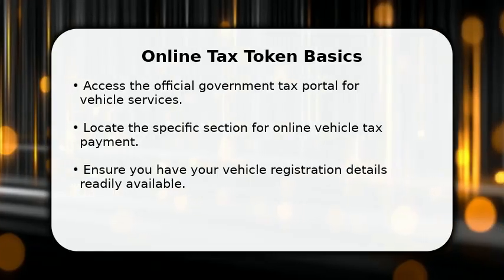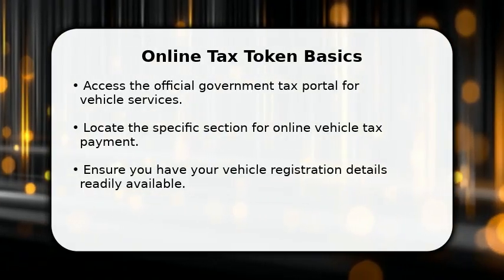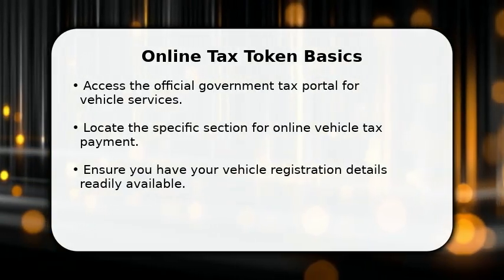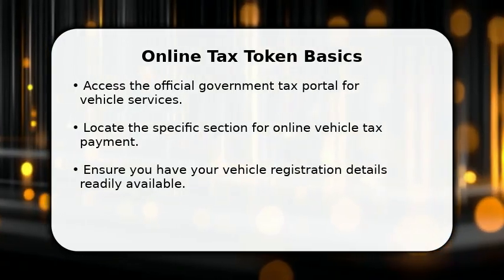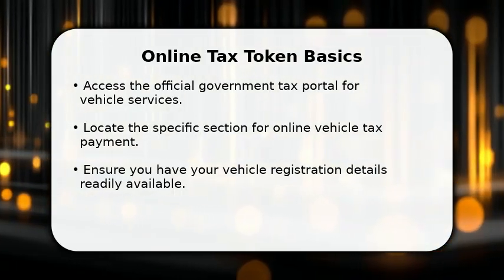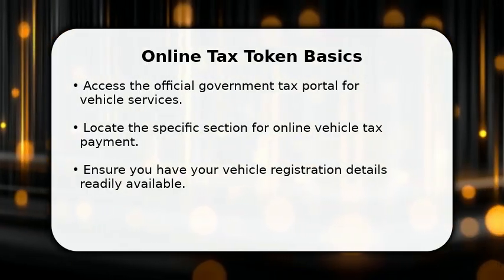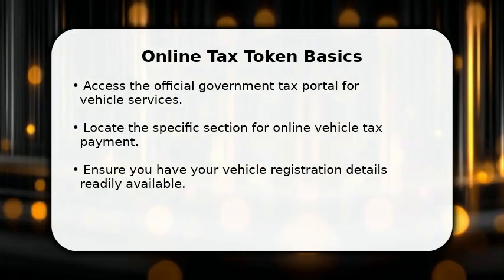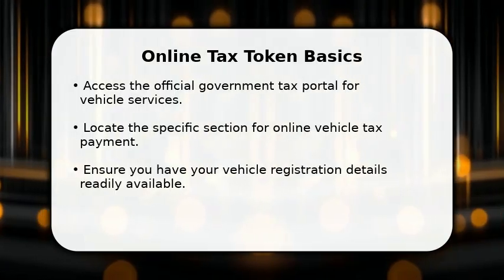In this video, I will explain how to get your tax token online. First, navigate to your country's official tax authority website. Look for the dedicated section for vehicle tax or motor vehicle services. It's crucial to use the official portal to ensure security and accuracy. Have your vehicle's registration number, chassis number, and engine number handy, as you will need these for verification. This initial step sets the foundation for a smooth process.